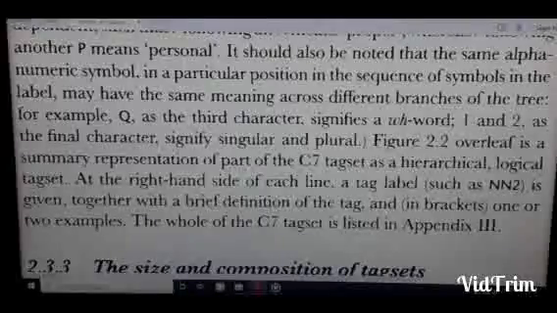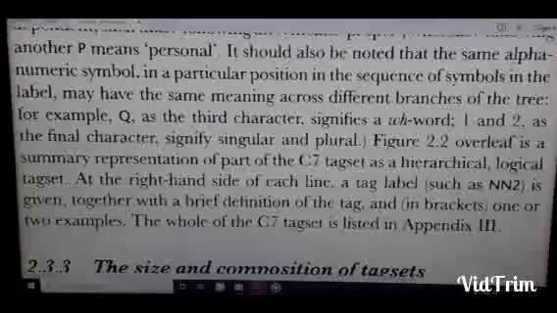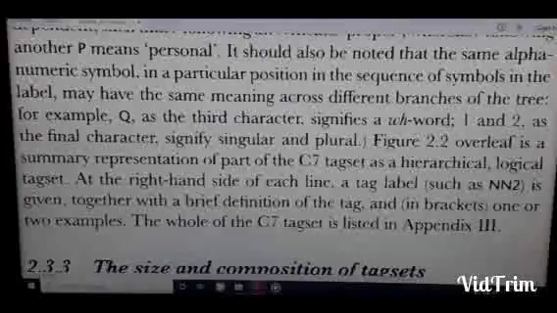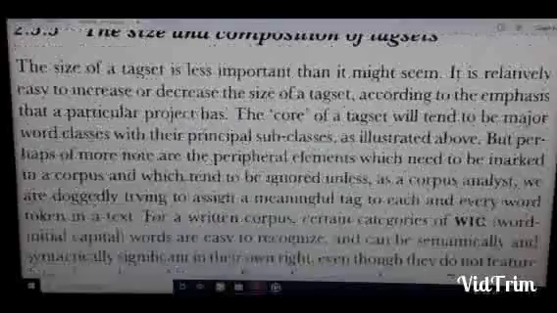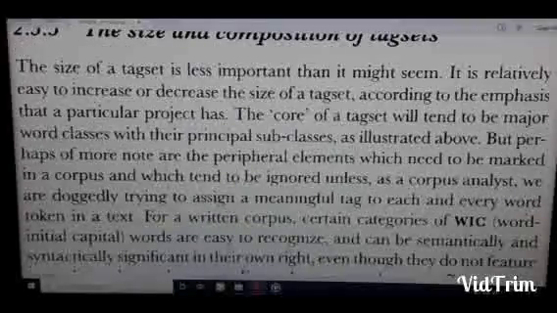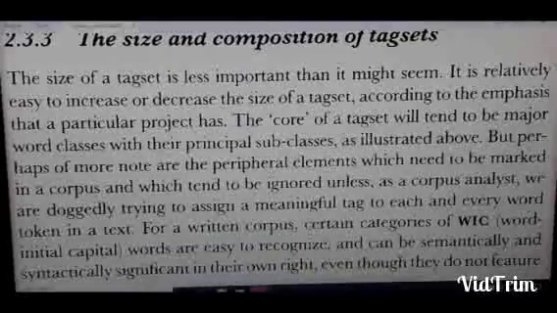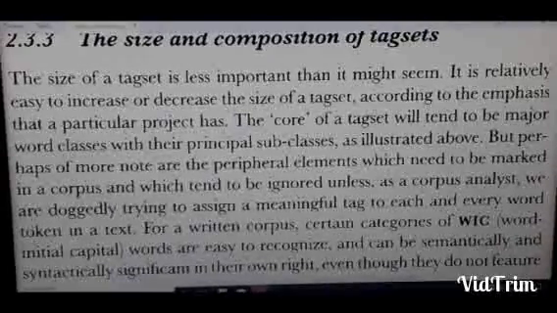At the right-hand side of each line, a tag label such as NN2 is given together with a brief definition of the tag, and in the brackets one or two examples. The whole of the C7 tagset is listed in Appendix 3. 2.3.3 The size and composition of tag sets. The size of a tag set is less important than it might seem. It is relatively easy to increase or decrease the size of the tag set according to the emphasis that a particular project has.